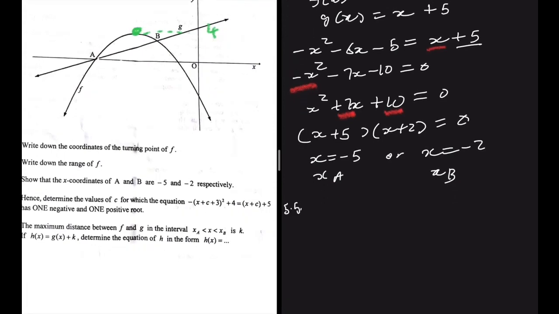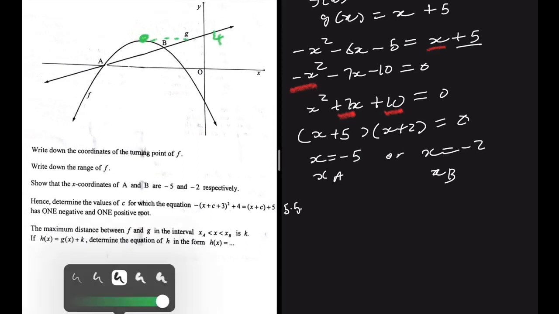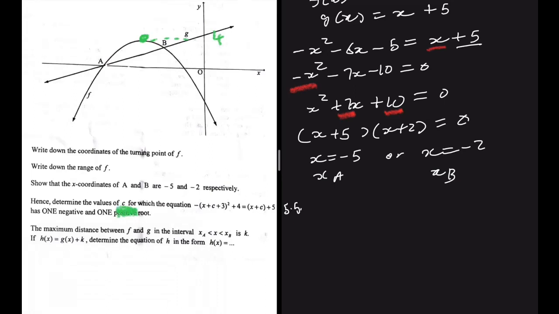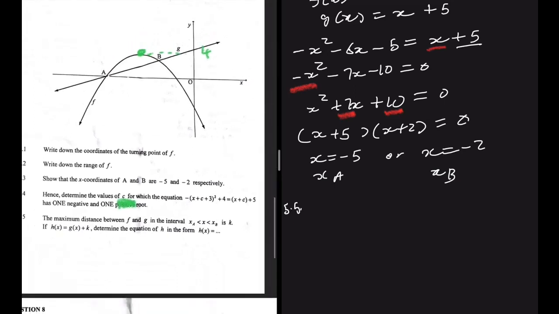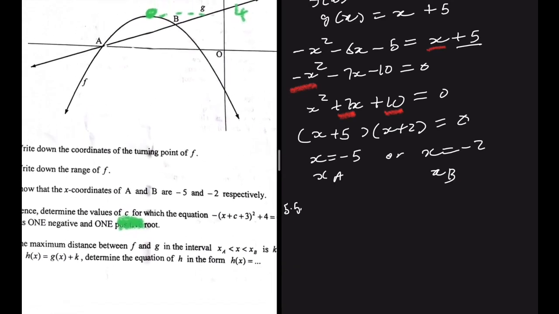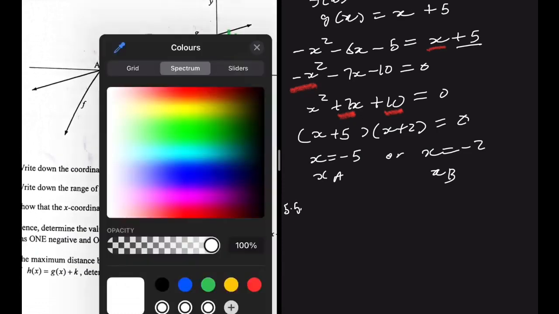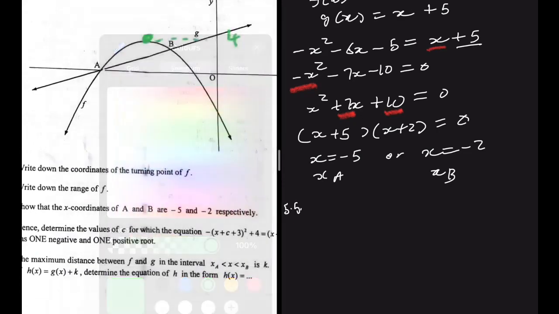So 5.5 is saying that hence determine the values of c for which minus (x plus c plus 3) squared plus 4 is equal to x plus c plus 5 has one negative and one positive root. At this point, our roots are at minus 5 and minus 2, right? That's where our roots are at the moment, based on 5.4.